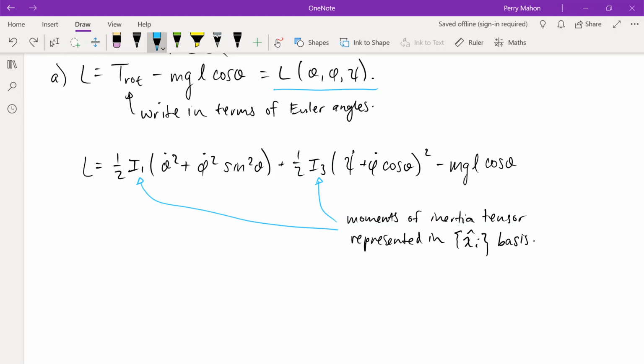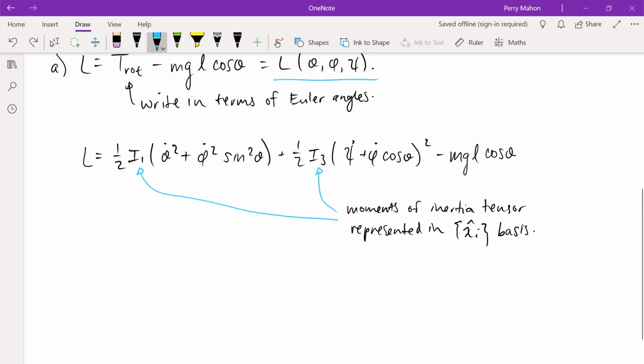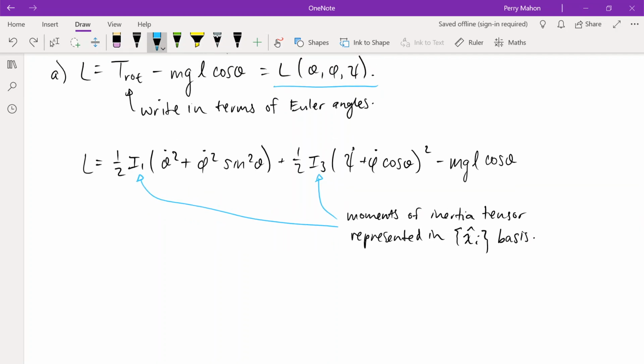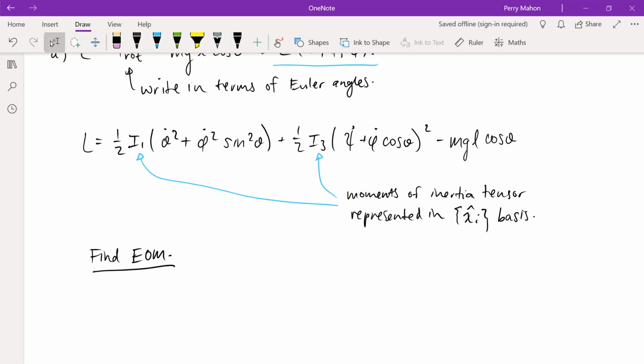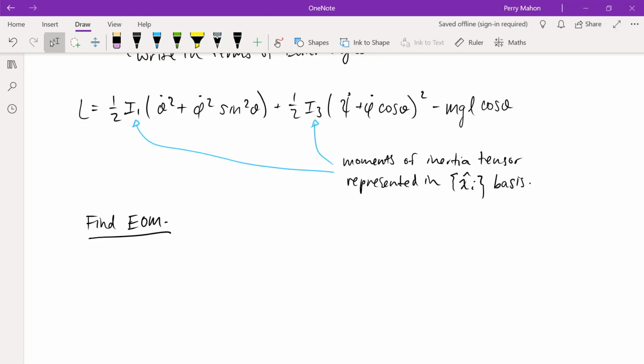So this is the Lagrangian that we were interested in considering, and it's written in terms of the generalized coordinates theta, psi, and phi, and these are the Euler angles here. Now we want to find the equations of motion. We have three generalized coordinates, so we'll get three equations of motion. The simplest ones are psi and phi, obviously because they're cyclic coordinates.